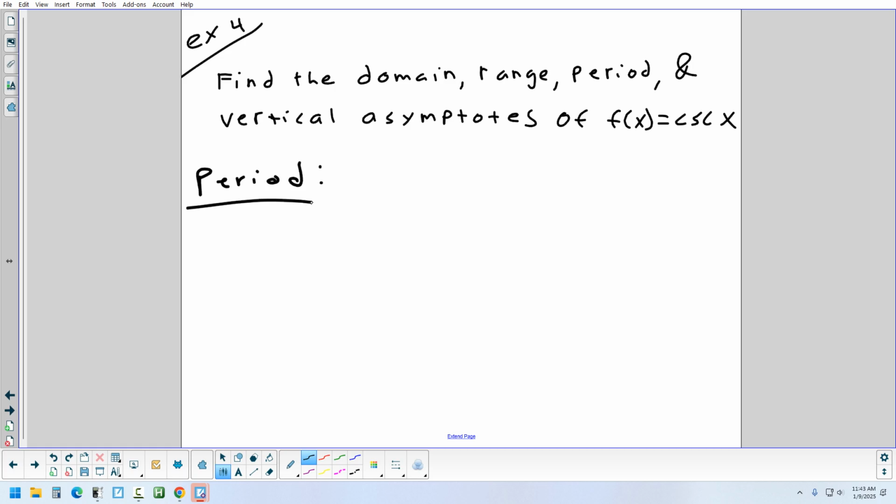Okay, what's the period of cosecant? What's the formula to find it? T equals 2 pi over b. Any transformations in this one? Nope. So b is 1. So the period is 2 pi. Okay, let's do the range. Luckily, if you get the range wrong, it doesn't affect anything else. If you get the period wrong, it affects other things. So that's an important one to get right.